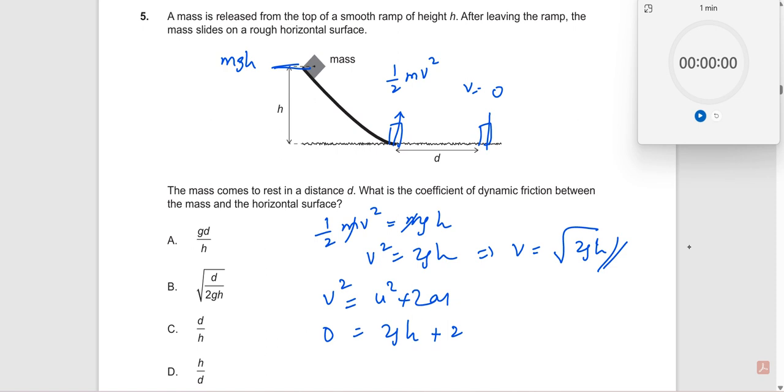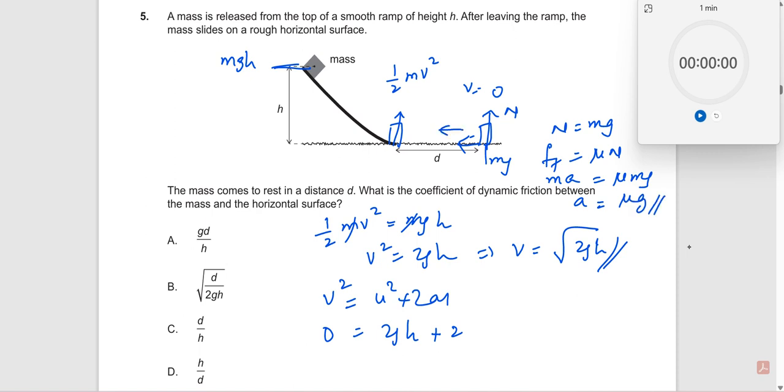What is a here? Let us draw the free body diagram. This is my normal, this is my mg. So N should be equal to mg. And what is the only force acting here? There is no force acting in the forward direction, because there is only friction which is acting in the backward direction. Thus, frictional force is equal to mu times N, which is equal to mu times mg. But by Newton's second law, I can write this as m times a, so a should be equal to mu times g.